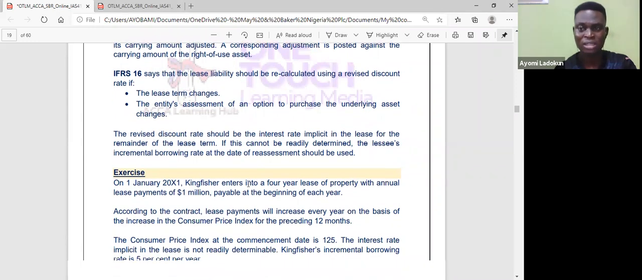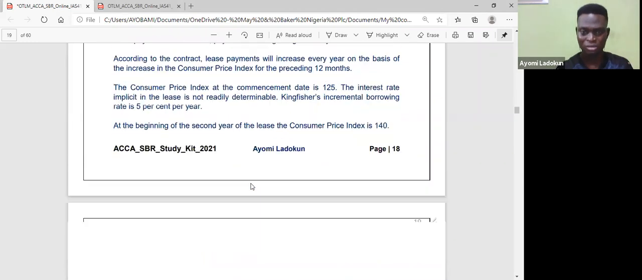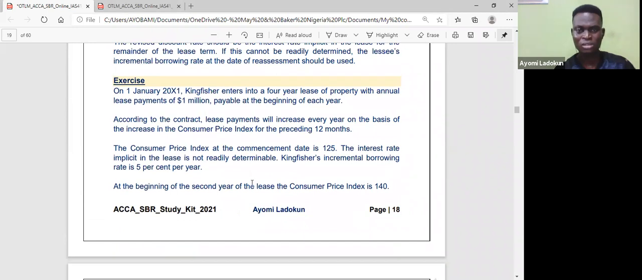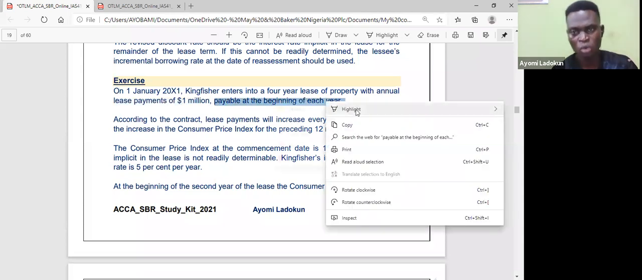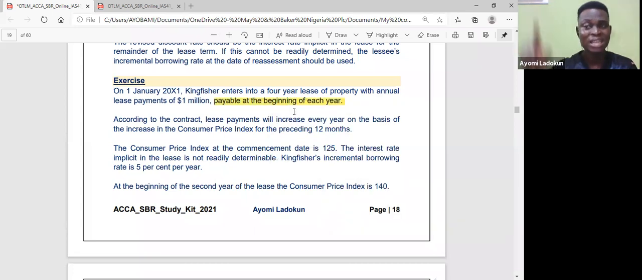So the best way to understand this is let's take a look at this question. It said, on 1st January 2021, Kingfisher enters into a 4-year lease of property with annual lease payment of 1 million, payable at the beginning of the year. What we did earlier was payable at the end of the year. So what happens if I'm paying at the beginning of the year? So I'll use this question to tackle 2 issues: payment at the beginning of the year, then reassessing lease liability.